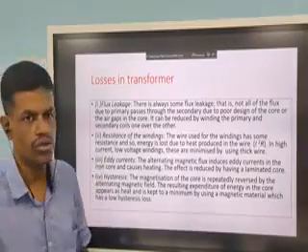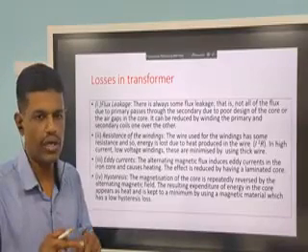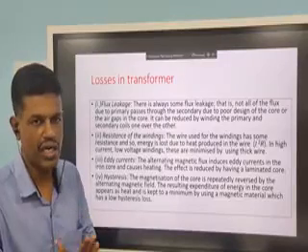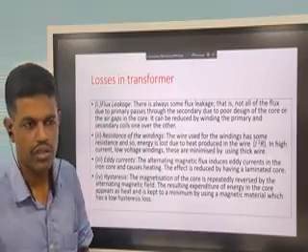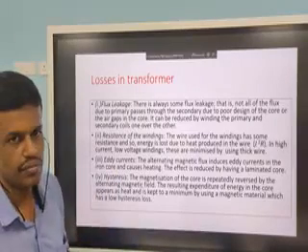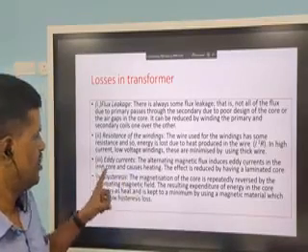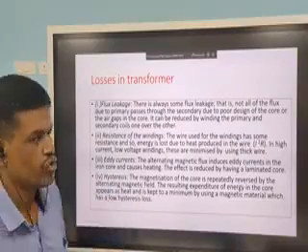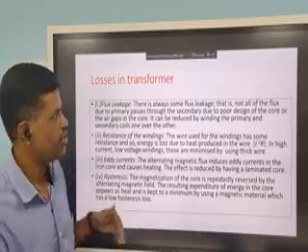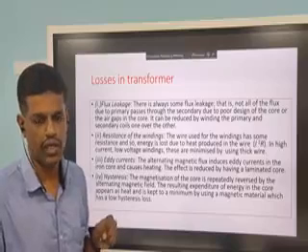And hysteresis loss: since AC is undergoing rapid periodic direction change, there is repeated magnetization and demagnetization. This results in loss of energy. So this is called hysteresis loss. Hysteresis loss is reduced by selecting a suitable material. For example, soft iron has less hysteresis loss. So these are various methods of reducing the losses in a transformer.